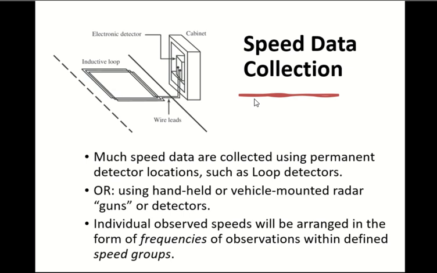So how many values between 20 and 25? These values are called frequencies. So the speed data has to be divided into groups, and then you have to find out the frequency for each group. Clear?